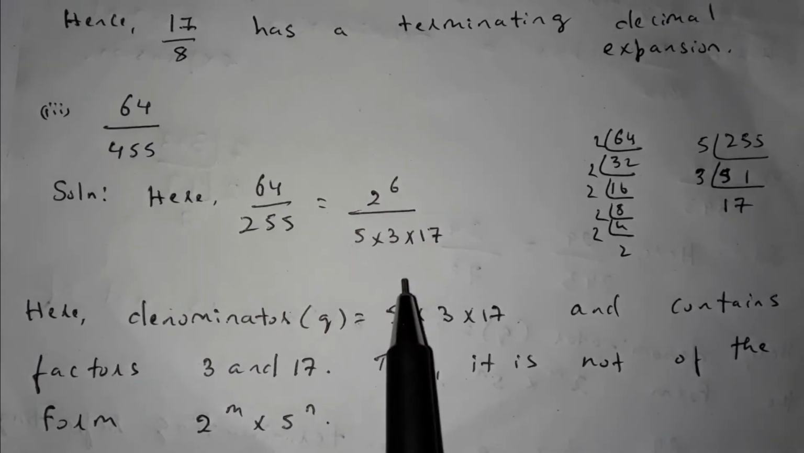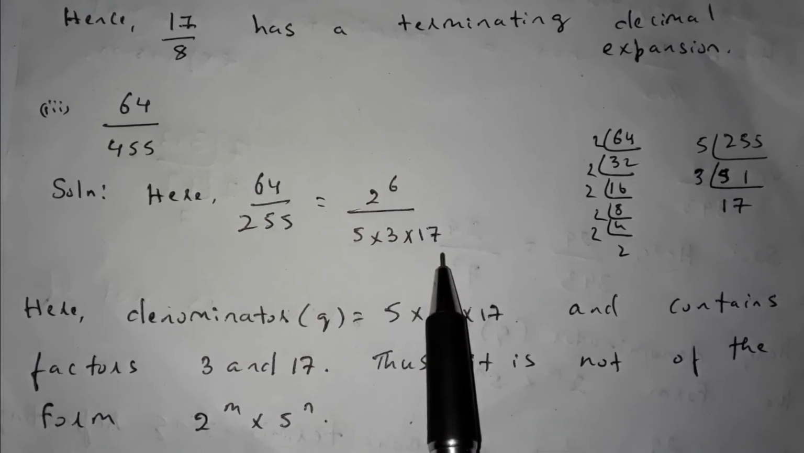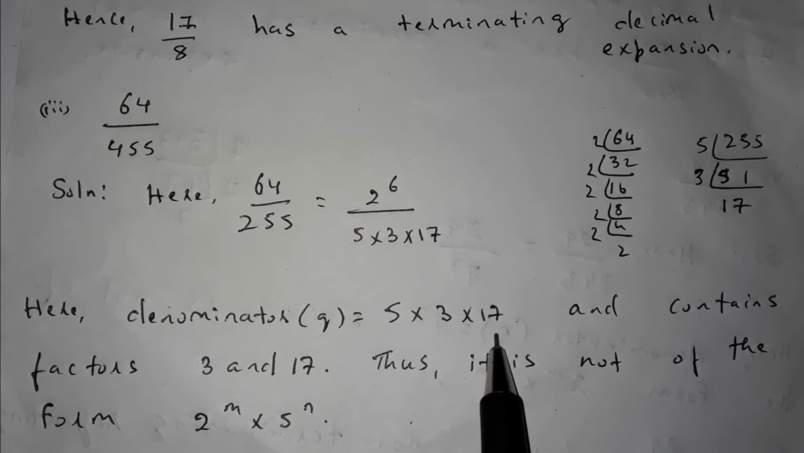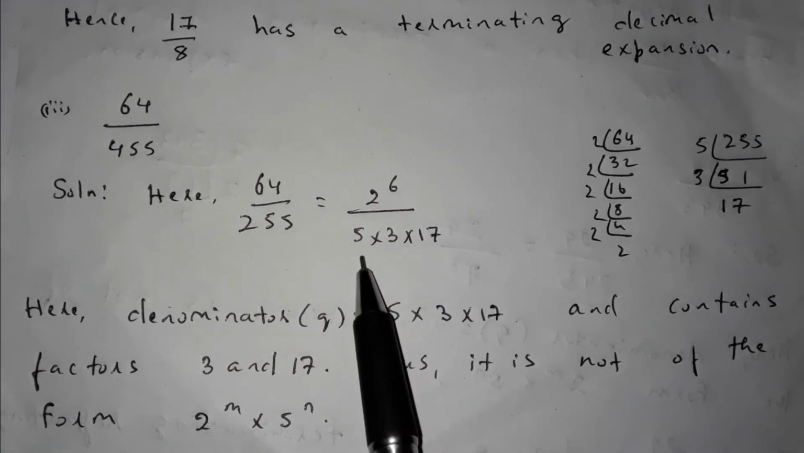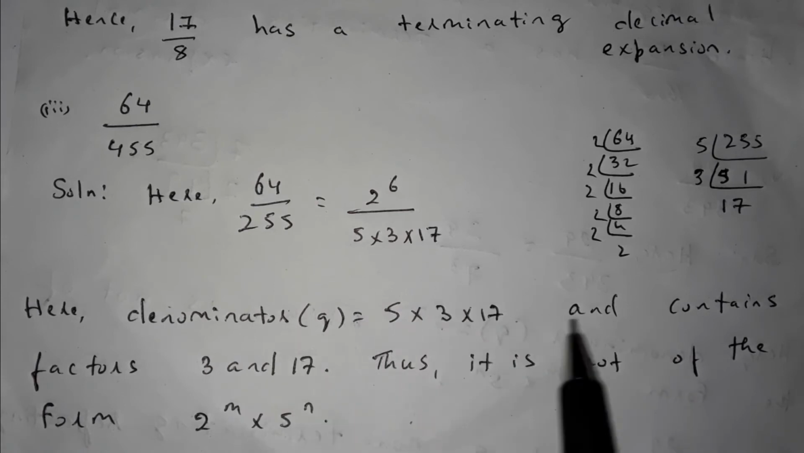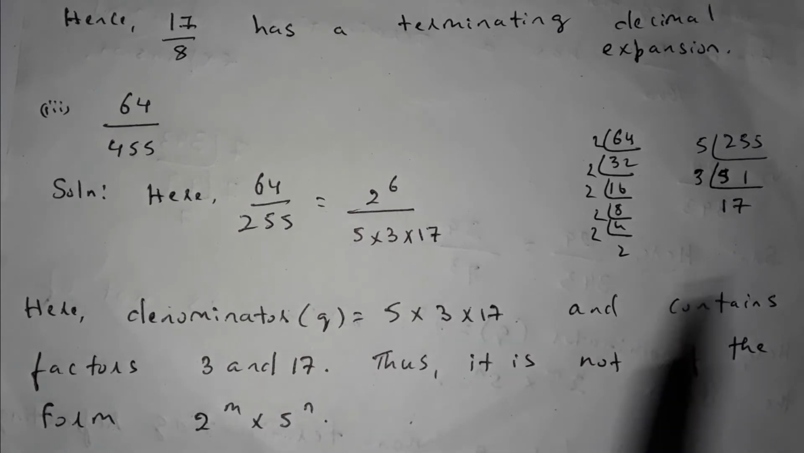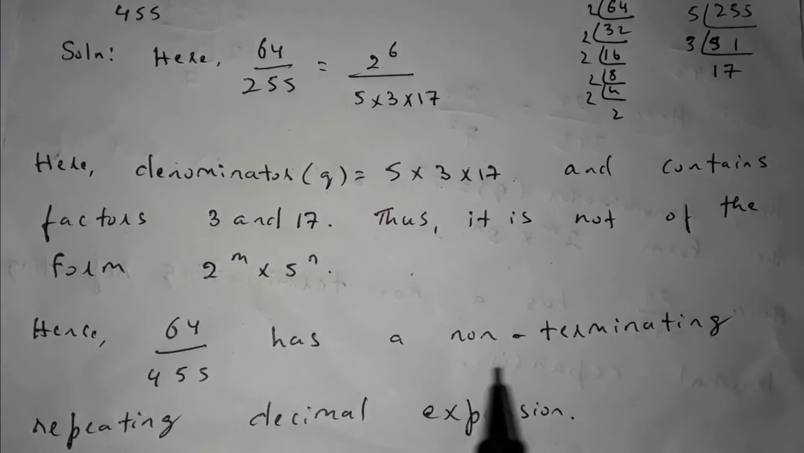So here the denominator has 5 and then 3 and 17. Okay, it has 3 and 17. Since it has 3 and 17, that's why this is not a terminating decimal, because there's other factors other than 5. Okay, so 5, 3, 17. So this denominator has 5, 3, 17 and contains factors 3 and 17. This is not of the form 2^m into 5^n. Hence 64 by 455 has a non-terminating repeating decimal expansion.